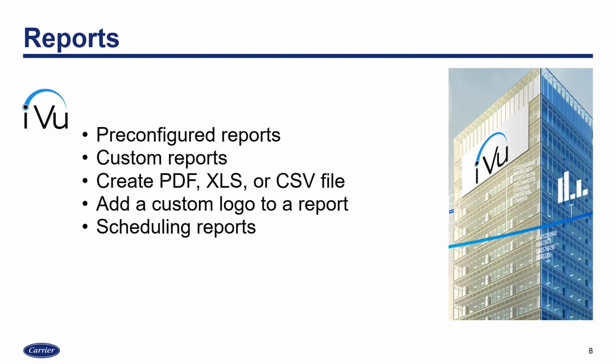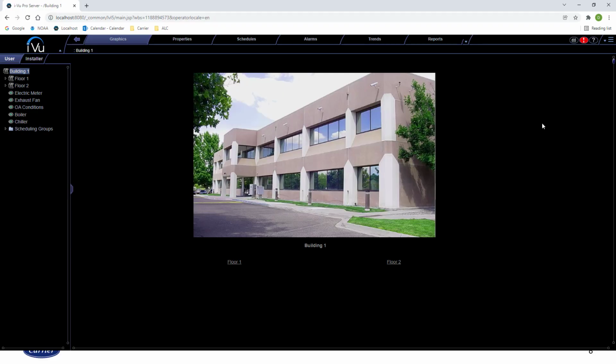This segment of the iView video training series is going to focus on reports. The topics will be pre-configured reports that are already built for you, custom reports, create a PDF, XLS, or CSV file so we can share these reports with others, add a custom logo to a report, as well as scheduling reports. We'll pull up our iView interface and begin.